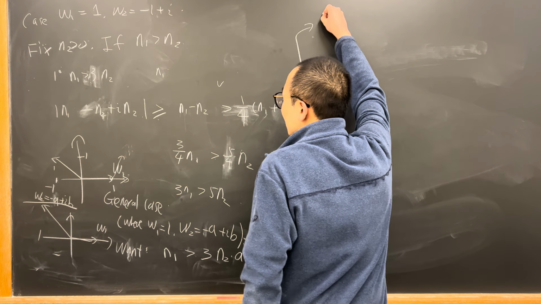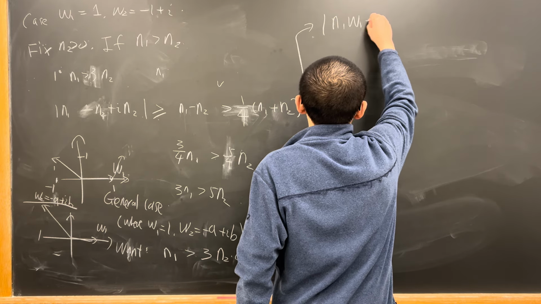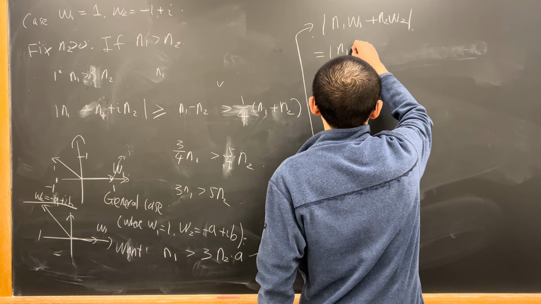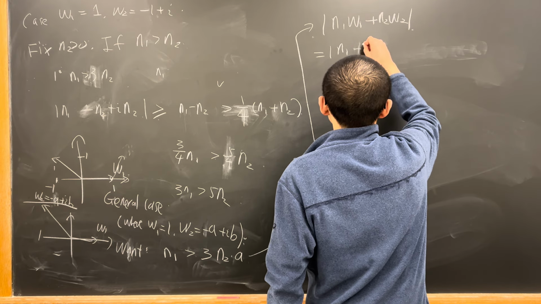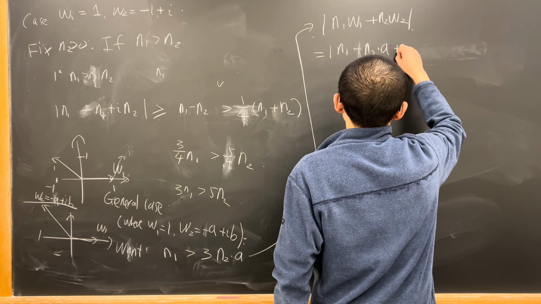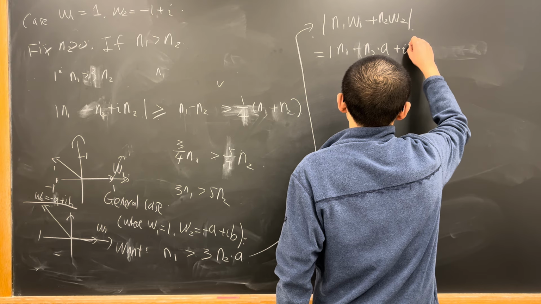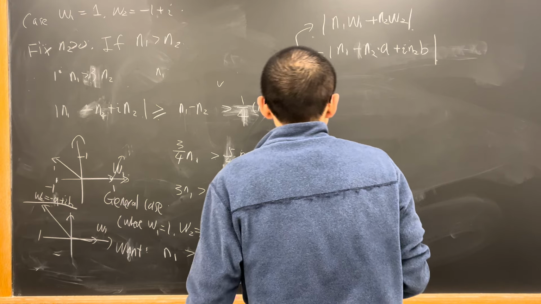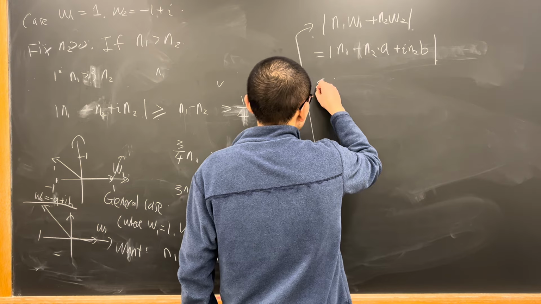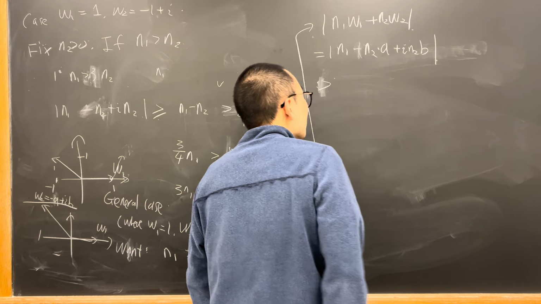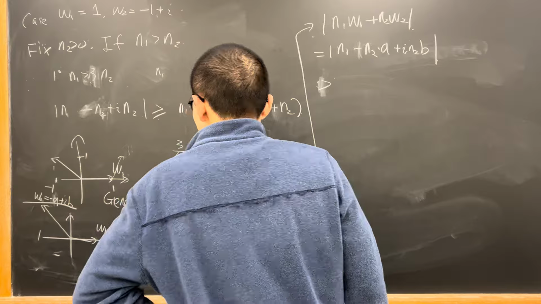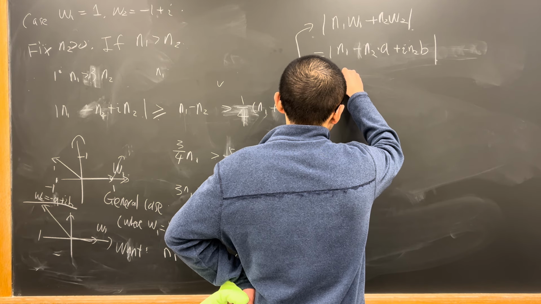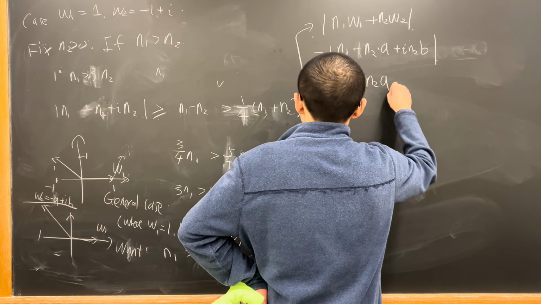So now I have N1 omega 1 plus N2 omega 2 is equal to just N1 minus N2 times A, and then plus i N2 times B. So this is less than or equal to, actually it's strictly bigger than N1 minus N2 A.